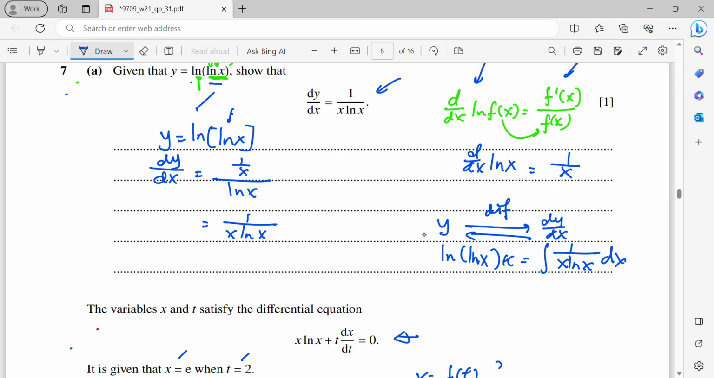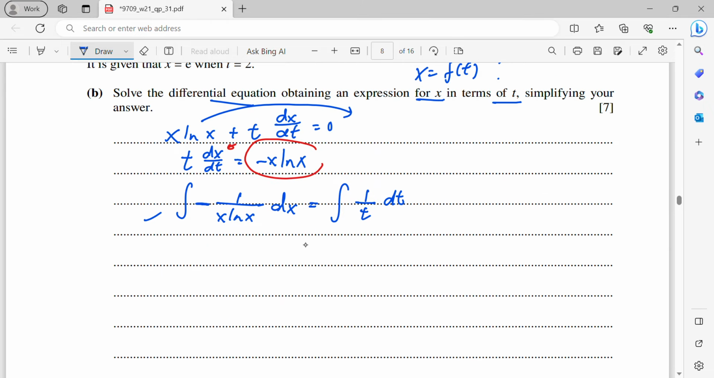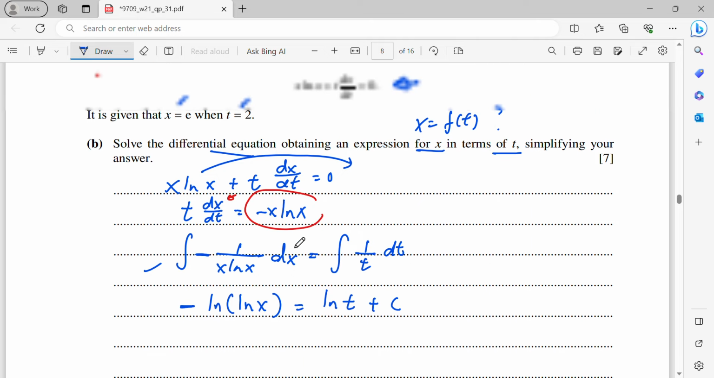Alright, so because it is the reverse process. Alright, so now I will just directly write my answer, ln of ln x, for my integration. But of course, there's a negative outside, so negative ln of ln x. Then integrate 1 over t is ln t, because when you differentiate t is 1, then plus c. Okay, and now replace the values. T is 2, x is e.